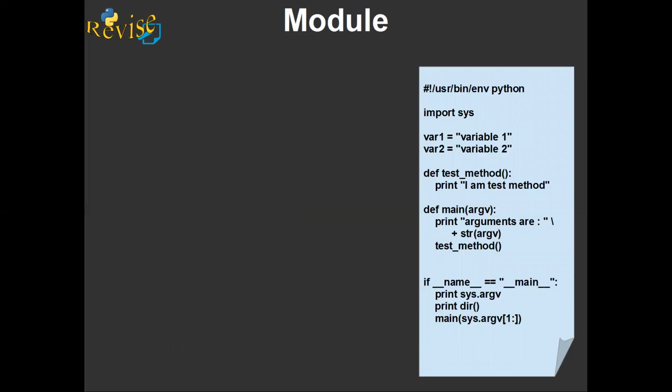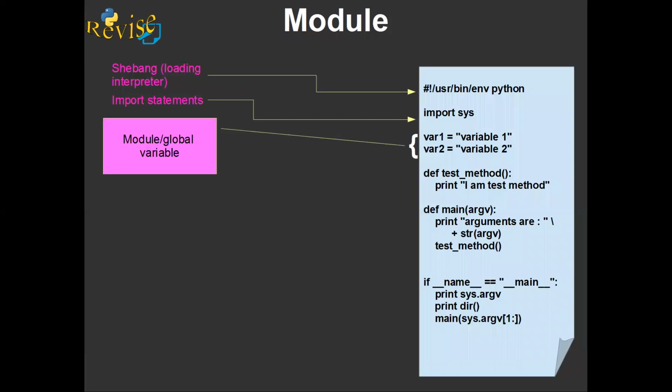Continuing about modules. Let's say this is our module. So what does it contain? First it has a shebang. A shebang tells the OS what interpreter to load. Once you have a shebang defined in the file, you don't need to call python with the module name. You can directly call the module name, because then the OS knows it is a Python module, as the first line is a shebang. It loads the Python interpreter. Then import statements, then your module level variable declarations. Then there are methods and the __name__ check.